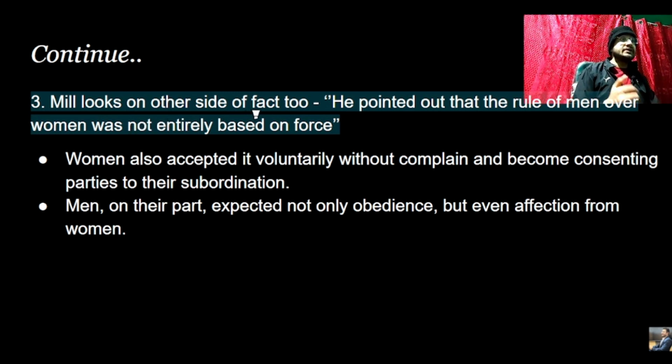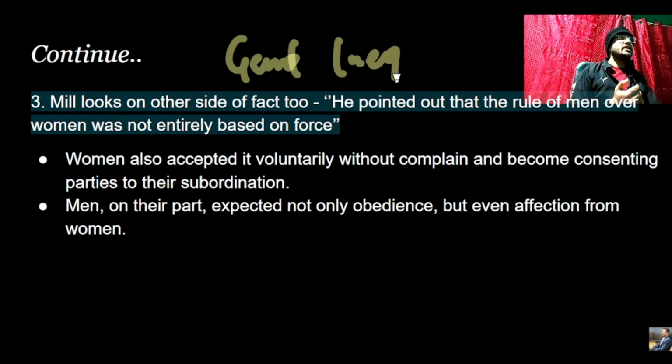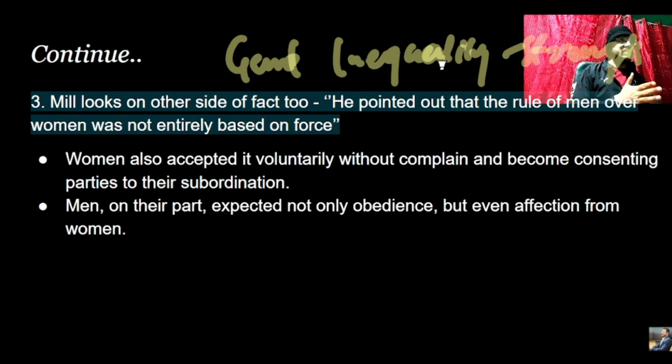Mill looks at the other side of the fact too. He points out that the rule of men over women was not entirely based on force, right? So there might be some contradiction to the idea that gender inequality is only based on strength, right? There might be some challenge to it. That no, it is not like that. There are certain more differences which make men and women different, right? He takes that into account as well.